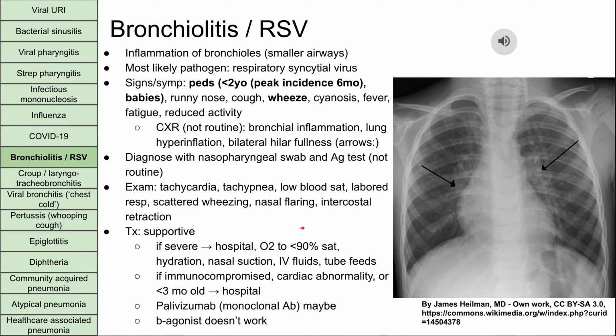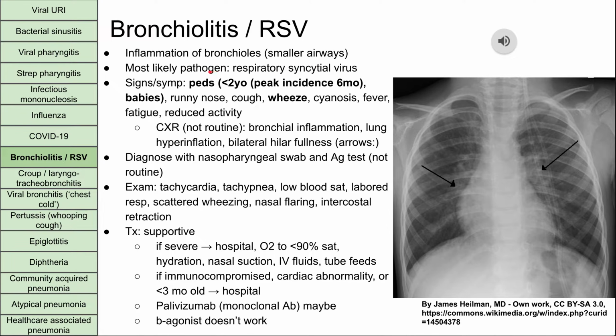Next is bronchiolitis, or RSV. I'm listing RSV here because this is the bug that causes most cases of bronchiolitis. This is respiratory syncytial virus. Bronchiolitis is essentially an inflammation of the bronchioles. These are the smaller airways, so not the trachea, not the big bronchi, but the bronchioles a little bit further down. The most likely pathogen, as I said, is RSV.